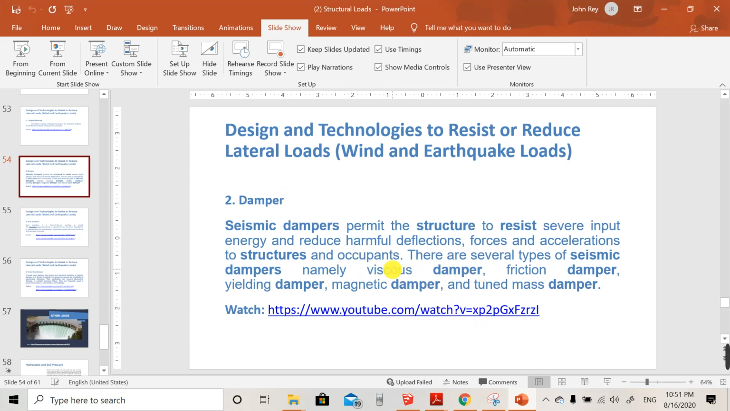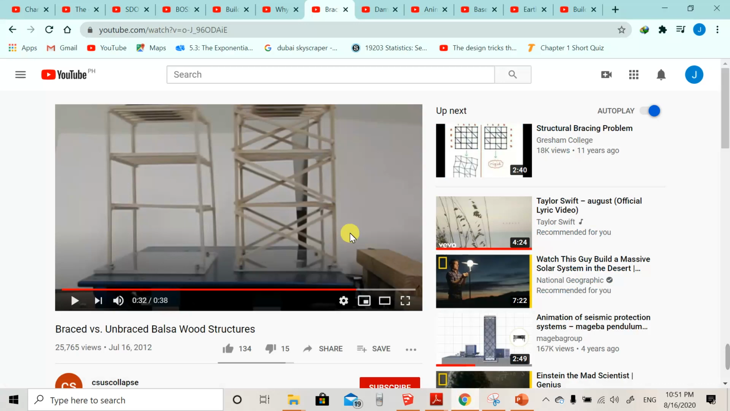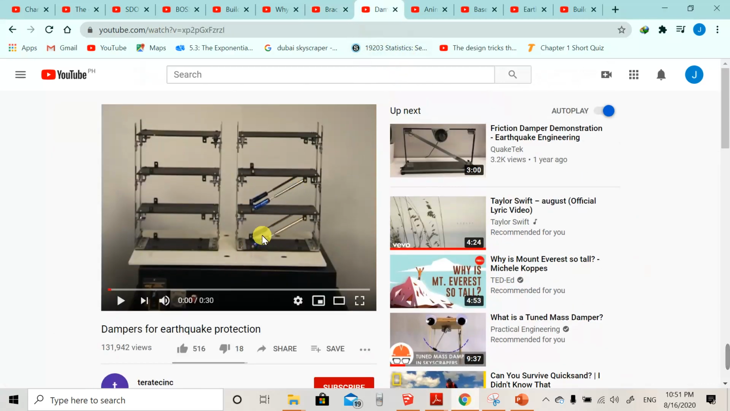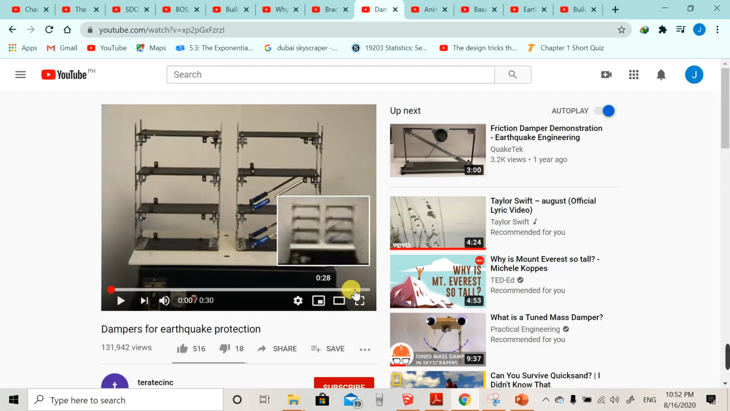Parang naglagay siya ng shaft sa structure. Medyo mahal to. Normally, ina-apply ito sa mga high-rise structure. So, this is a viscous damper, class. Ina-apply yan sa mga high-rise structure kasi para siyang shaft. Yun yung nag-a-absorb ng energy kapag gumalaw itong structure.